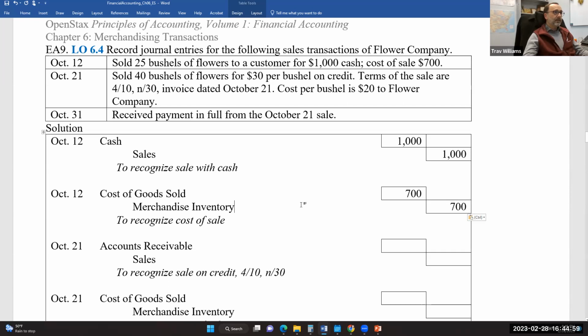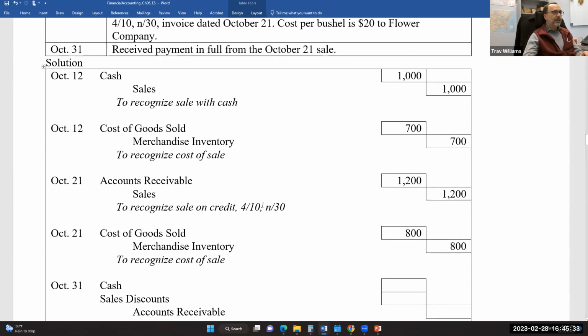Then we make another sale. So this time 40 bushels at $30 each, that's $1,200. This time our customer has not paid, so it's an account receivable, but it's still a sale. The cost per bushel to us is $20. We multiply that by 40 bushels, that's $800 cost of goods sold and $800 reduction of our merchandise inventory.